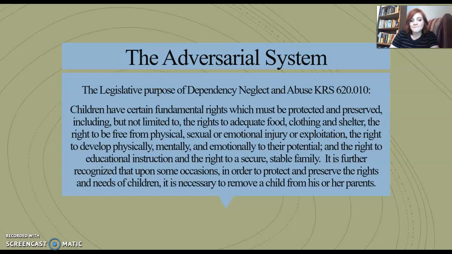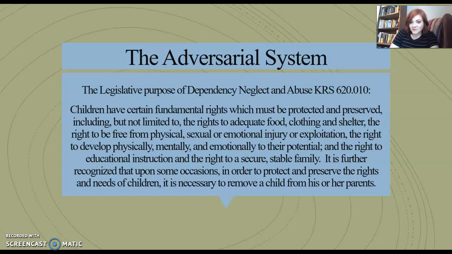So this just explains that children have fundamental rights that need to be protected, that they deserve a secure and stable family, a right to an education, that they are free from physical, sexual, or emotional injury or exploitation, and that at times court involvement is necessary to protect these children and their rights.